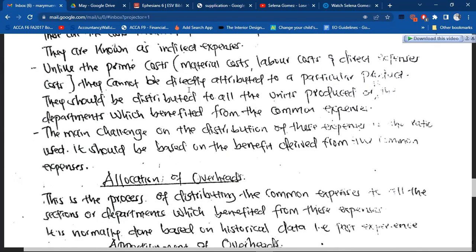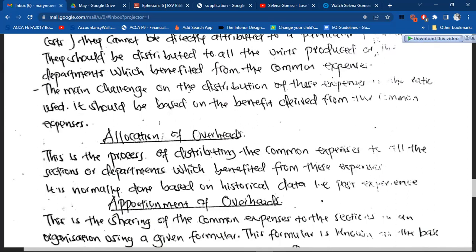It means there are certain proportions which are going to be given out for these costs which are going to be incurred. Basically, we are going to base our argument on the proportions based on the benefit attributed. When you look at the allocation of overheads, it is the process of distributing the common expense to all the sections or departments which benefited from these expenses. It is normally done based on historical data, so we base our argument on past experience.